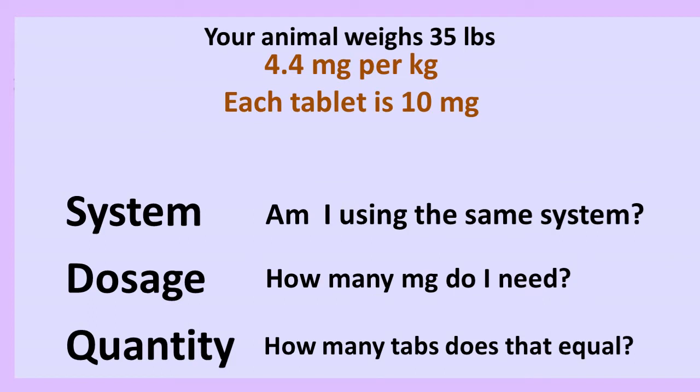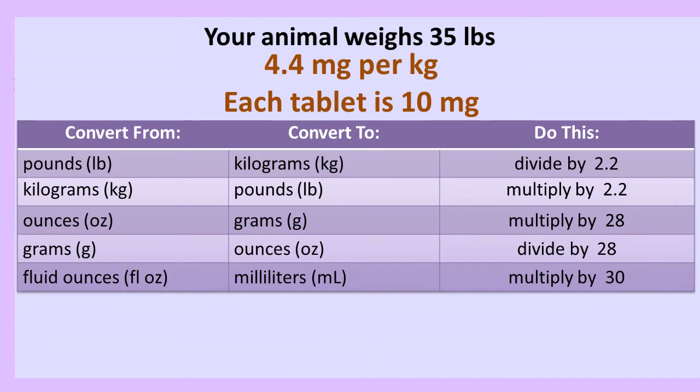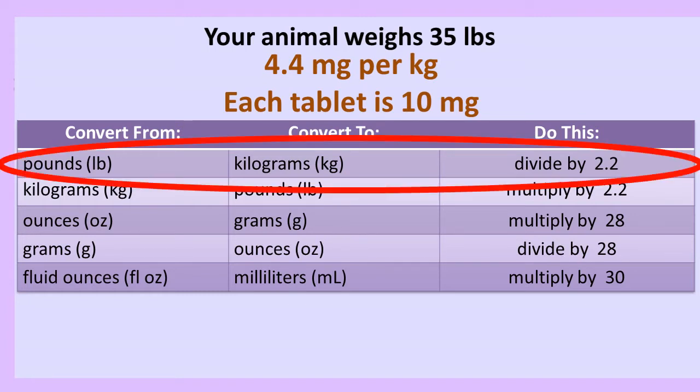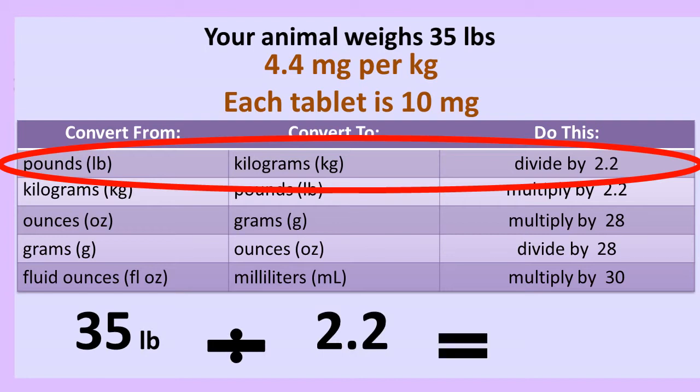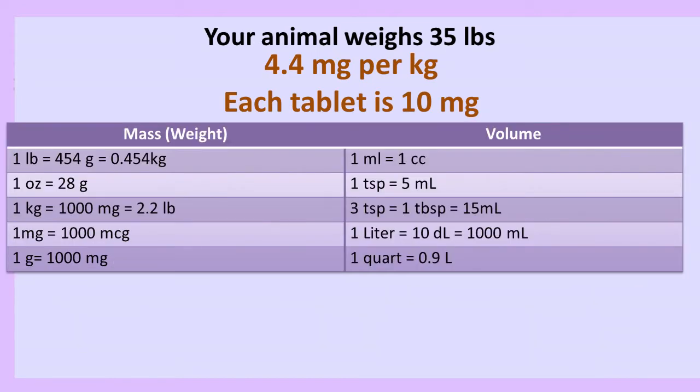Since we know the pounds, but the prescription is in kilograms, we need to convert to kilograms so we're working in the same system. Let's look at the conversion calculation chart first. We have the animal's weight in pounds, but we need kilograms. Following the chart's instructions, we take the animal's weight in pounds, which is 35, and divide by 2.2. Round the answer off and you get what? I got 15.9.